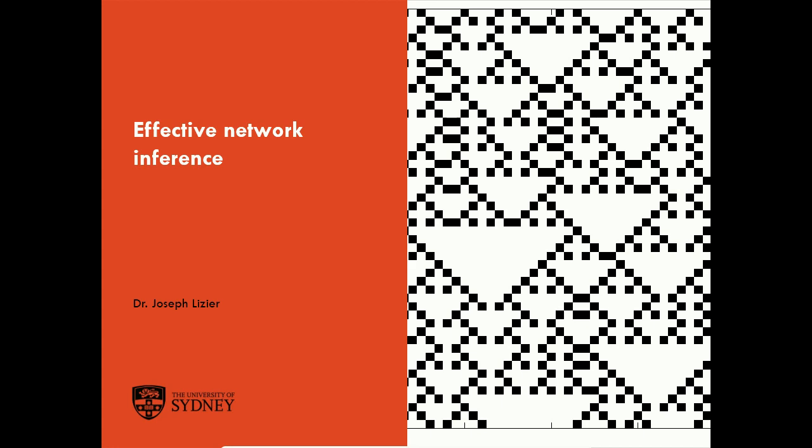Hello everyone, and welcome back to our course on using information theory to analyze complex systems. In this next session, we're going to look at effective network inference. That is, inferring or modeling a network structure which can explain the time series dynamics of a set of variables that we have access to when we don't have access to the network structure itself.